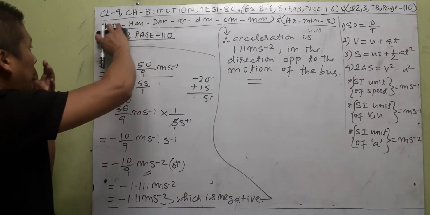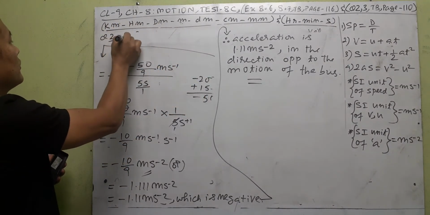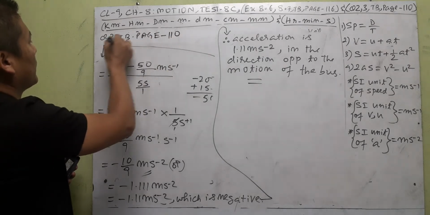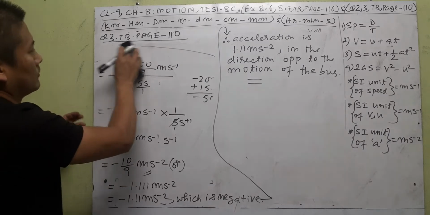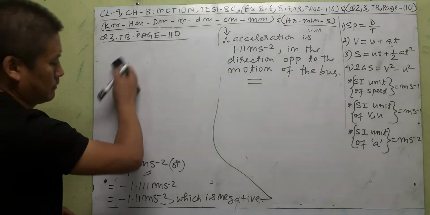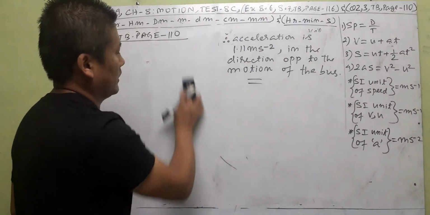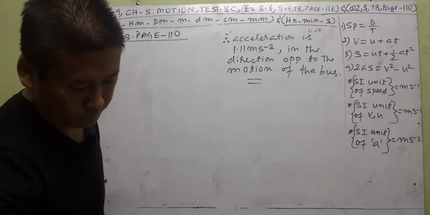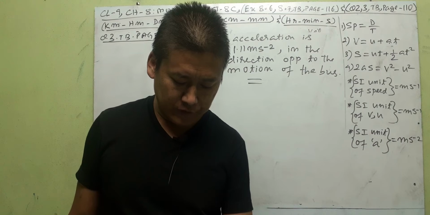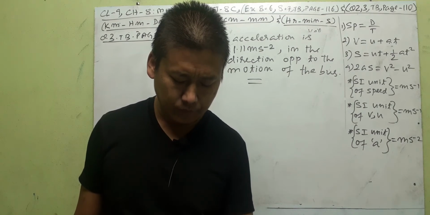Now let's go to textbook question number 3. Question number 3, textbook, page on the same one, 110. Let me read the question for us. A train starting from a railway station and moving with a uniform acceleration attains a speed of 40 km per hour in 10 minutes.